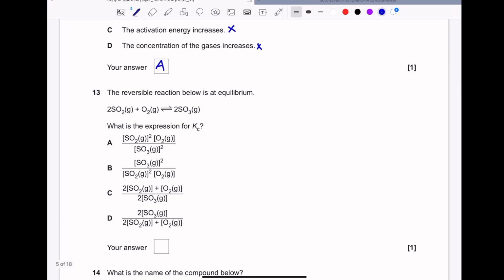Question 13 is the reversible reaction below is at equilibrium. What is the expression for Kc? So Kc expression is usually products over reactants. So the product is SO3. The only option that has that is B and D. And the 2 in front becomes an index, and now it becomes squared. The only option that has that is B, so that's the answer.